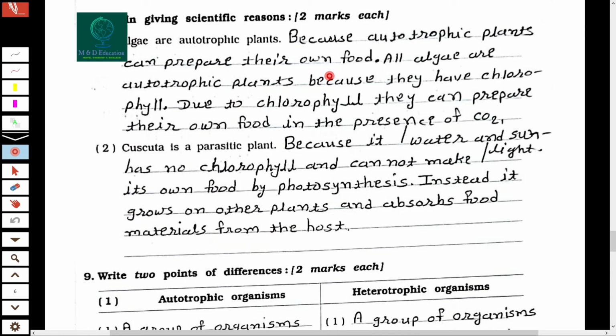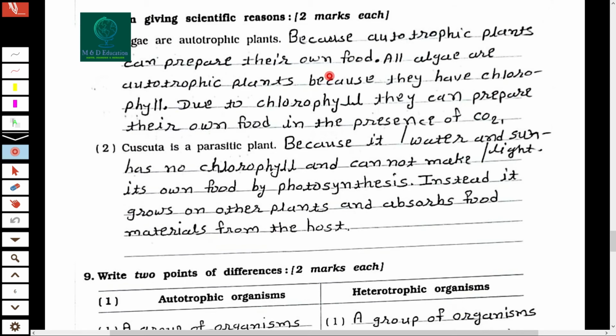Now the second scientific reason is Cascata is a parasitic plant because it has no chlorophyll and cannot make its own food by photosynthesis. Instead, it grows on other plants and absorbs food materials from the host. That's why Cascata is a parasitic plant.